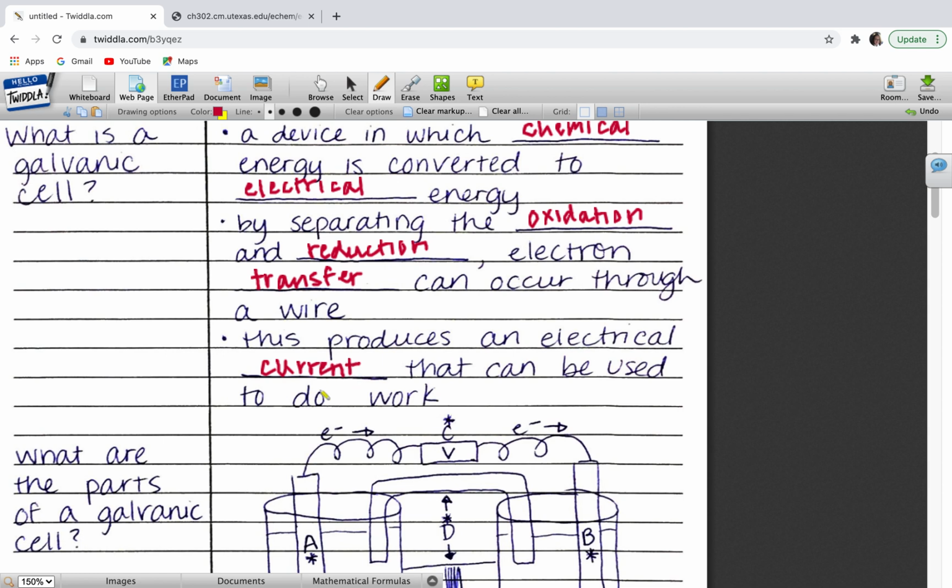There are lots of batteries that work like this. You have a lithium-ion battery in your phone. You have AA and AAA batteries that are typically made of nickel and cadmium. And so you have an oxidation reduction reaction happening there. And of course, those generate electricity, and you can put those batteries in all kinds of devices and use them to do all kinds of work.